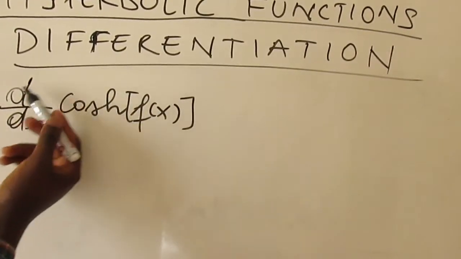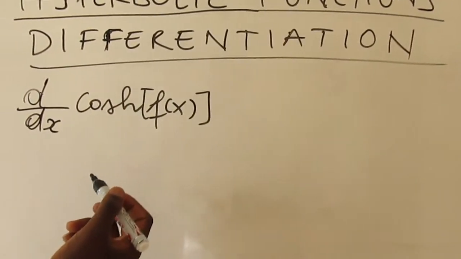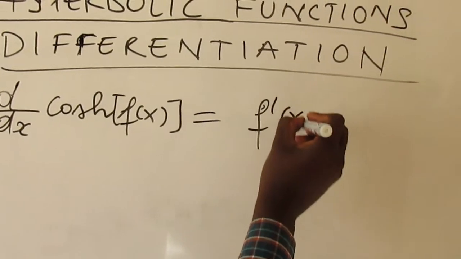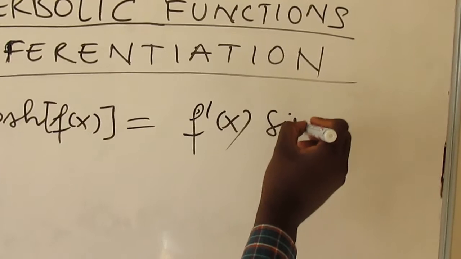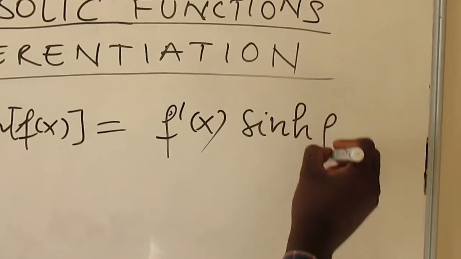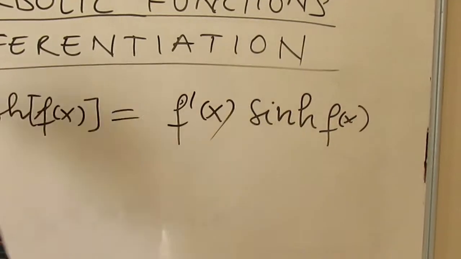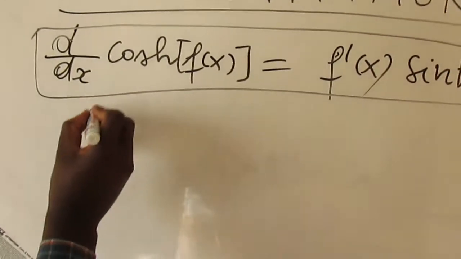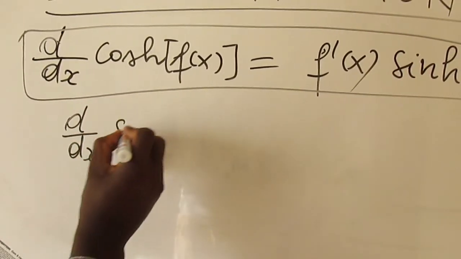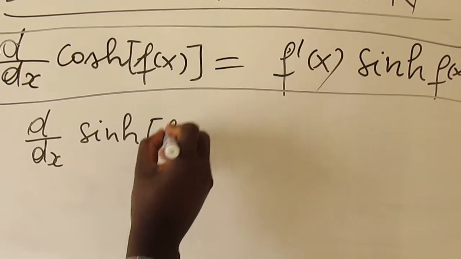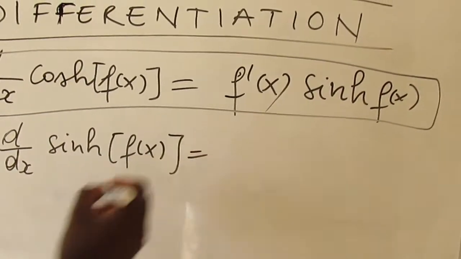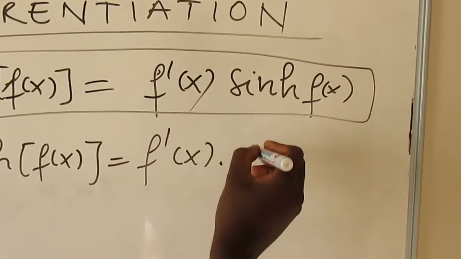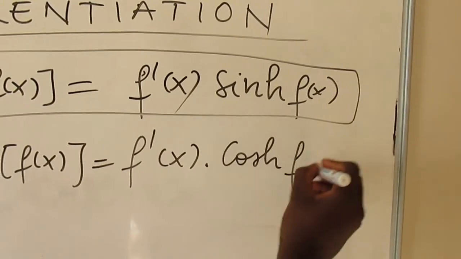But here, in the derivative of hyperbolic functions, cosh is going to give you: derive first f of x, then multiply by sinh of f of x. There is no minus here, you keep it like this. We also have sinh, the derivative of sinh of f of x. First of all, you derive the function, then you multiply by cosh of f of x.